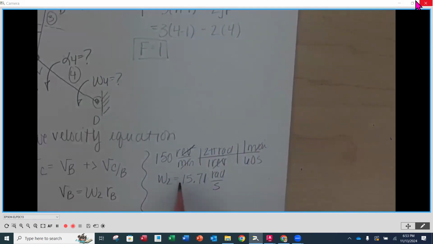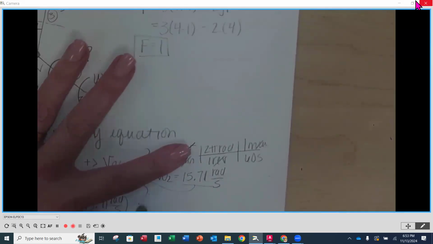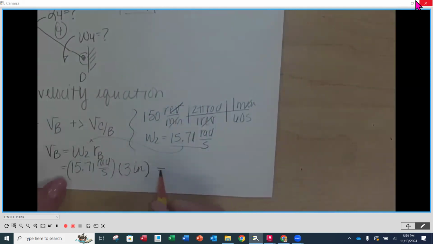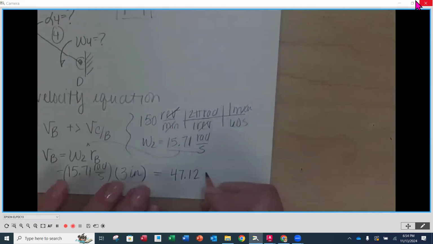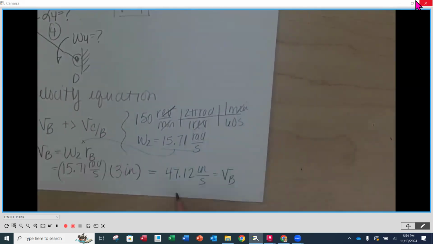Okay. So this is going to be the value then that we're going to use in this equation. So this is going to be equal to 15.71 radians per second, and it's going to be multiplied by 3 inches. Okay. So I get 47.12. That's going to be inches per second is equal to our velocity at B. Okay, that's its magnitude. Anybody else get that same value or very close to it?